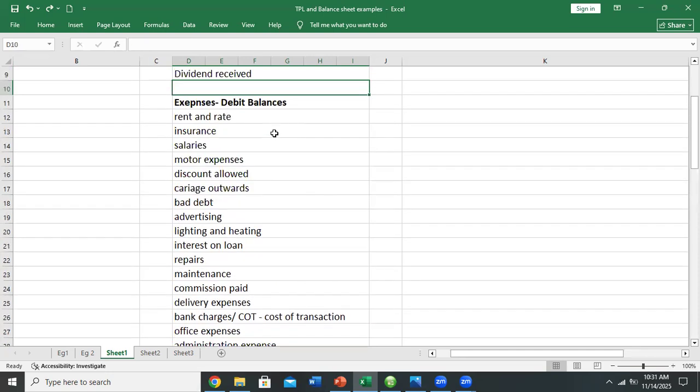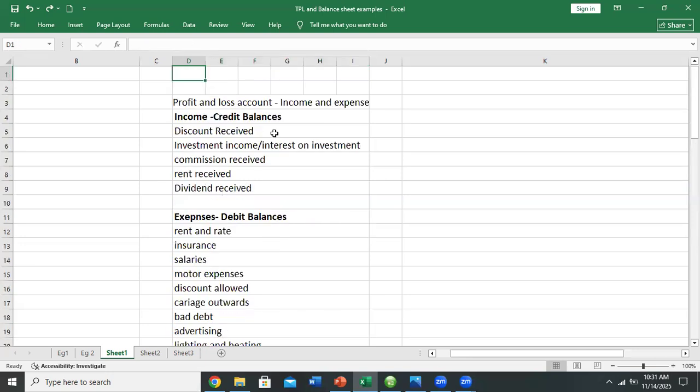Okay, so I believe you know these things. So let me not even stress myself. And for the other income, I think we have stressed on that. Discount received, investment income or interest on investment, commission received, rent received, and of course, dividend received.